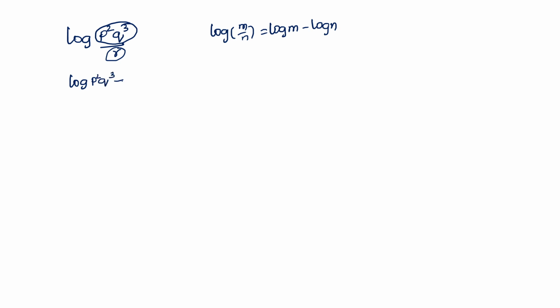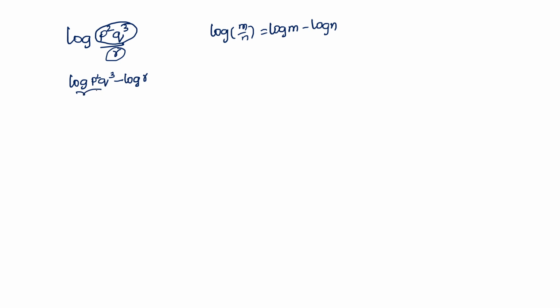Log p square q cube by r. Now forget about this thing. Assume this as one whole variable and this as one whole variable. Now when will you get log m by n? It is nothing but the reverse of the formula of log m minus log n. So log p square q cube by r is given by log p square q cube minus log r.